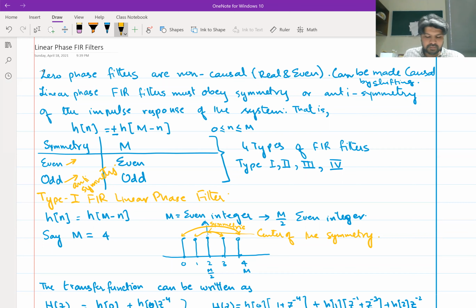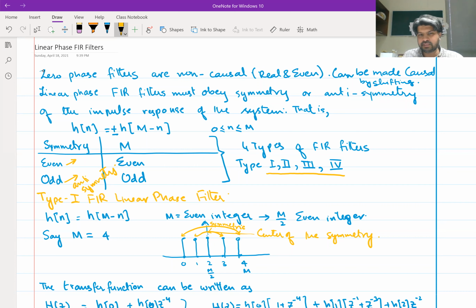Right, so that means that you have 4 options. You can follow even symmetry and capital M can be even. You can follow odd symmetry and capital M can be even. You can follow even symmetry and your capital M is odd. You can follow odd symmetry, anti-symmetry, and your capital M is odd. So these are 4 different options available, and these 4 options contribute to type 1, type 2, type 3, and type 4 filters.